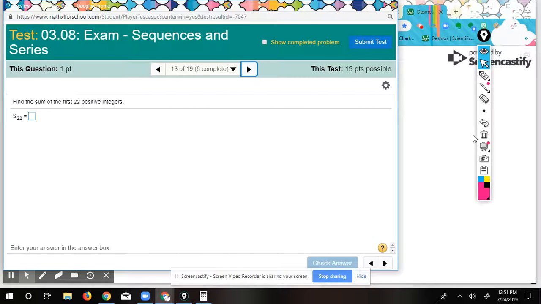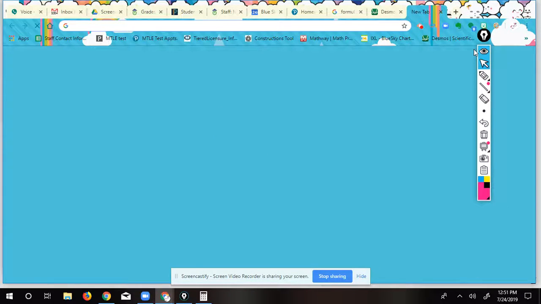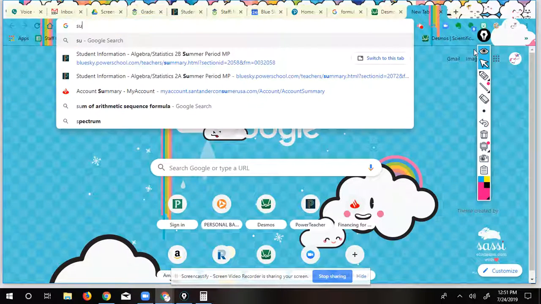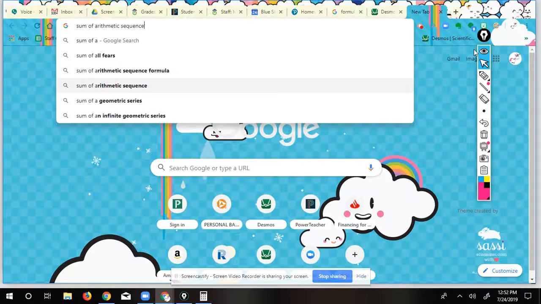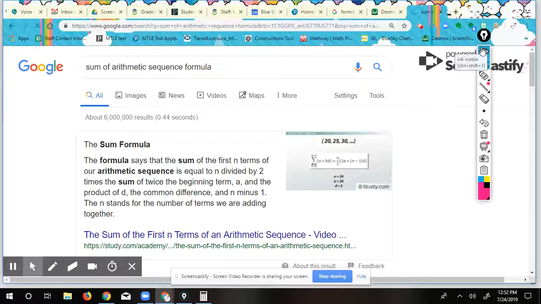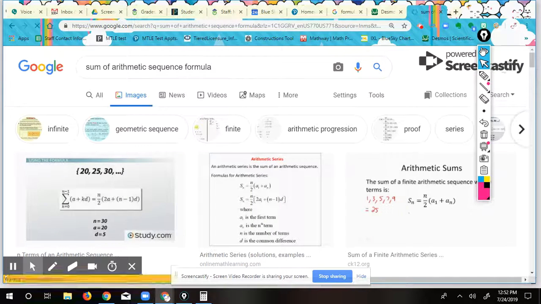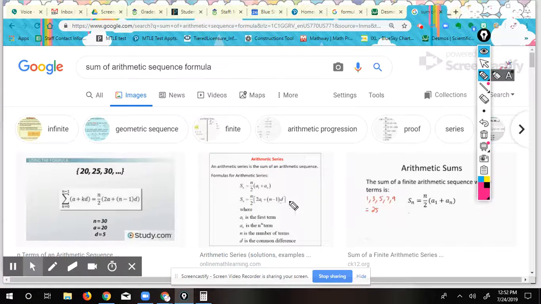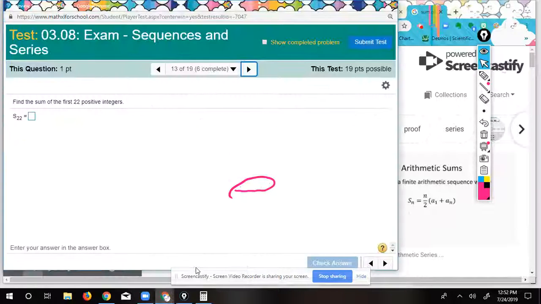Find the sum of the first 22 positive integers. So this deals with that sum formula. And this would be an arithmetic sequence. So I'm going to type in sum of arithmetic sequence formula. And that would be images. We know what we're looking for. Yeah, it's going to be this guy right here. So, how many integers do they want us to do? That's the issue. Oh, 22.